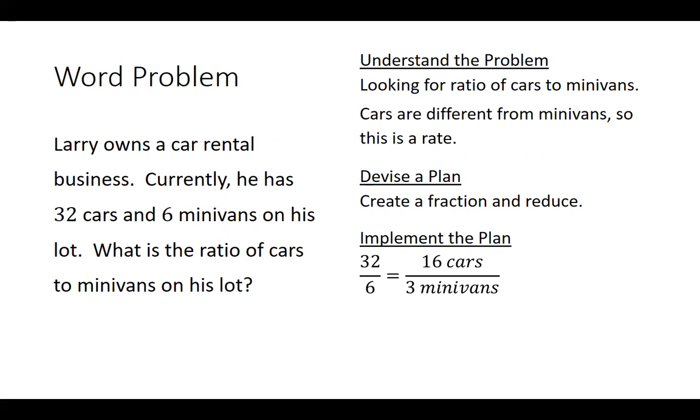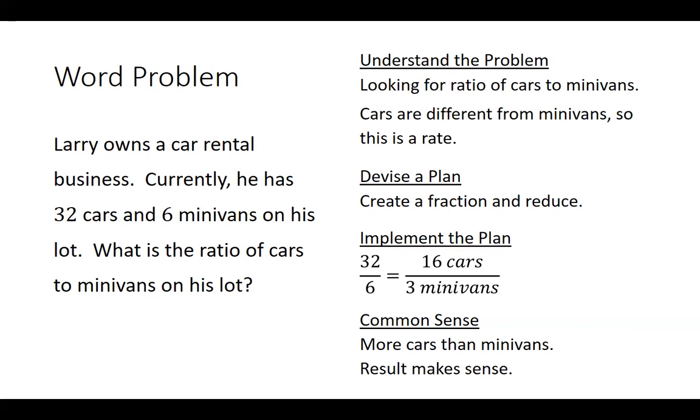So that's our rate. Now, common sense part of it, we look back and what are we looking for? We're trying to find the ratio of cars to minivans. And there were 32 cars and 6 minivans. So we're finding that there are still more cars than minivans. So that makes sense. And the results fit what we would expect. It's reasonable. If you have 32 and 6, then 16 and 3 makes sense. And 16 is not divisible by 3. There is no other common factor between 16 and 3. So that's as far as we can go. And that's as simple as we can make it.